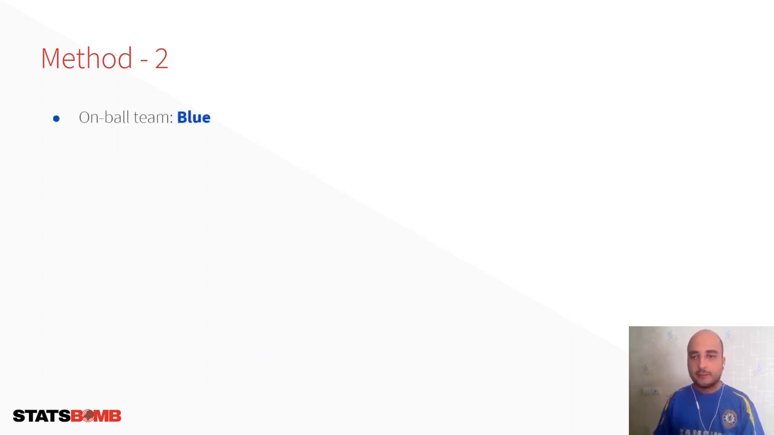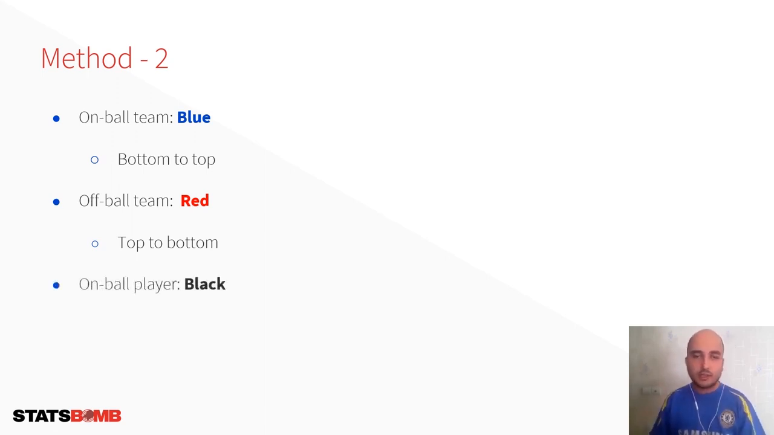First, we need to draw the image that we are going to use for our CNN algorithm. Let's assume that the on-ball team is always drawn in blue and they play from bottom to top of the pitch. And the off-ball team is always in red and they play from top to the bottom of the pitch. And when it goes to the passer, we show him or her in black.